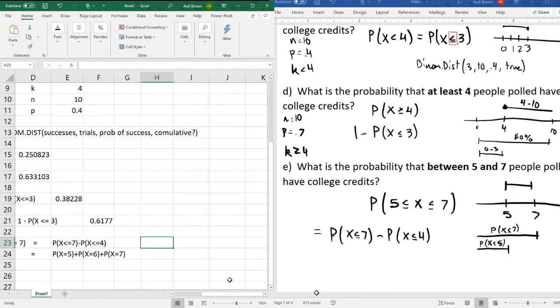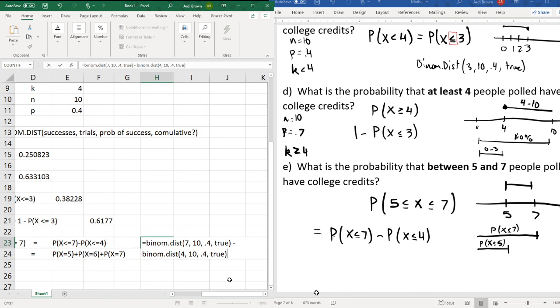So here I want to do equals binom.dist. Our number of successes is 7. Trials is 10. Probability of success is 0.4. Is it cumulative up to 7? Yes. We want to subtract from this a binom.dist of up through 4 successes out of 10 trials with a probability of 40%, and cumulative because it's up through that 4.